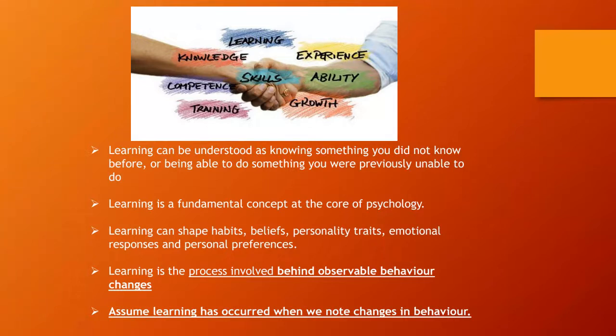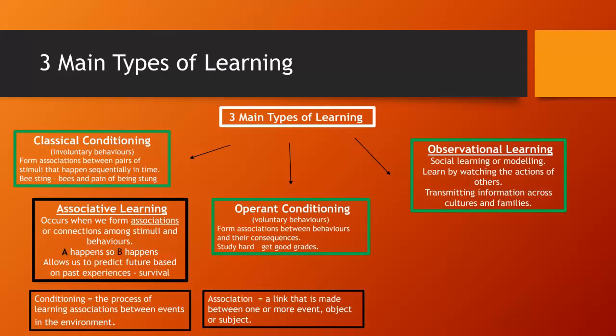So that's a sort of overview of a definition, and you can pick up some key things from that. If we look at what the definition of learning is, it's a process. The outcome of the process is observable changes in behavior. It's relatively permanent. It's a fundamental concept at the core of psychology. So that touches on the definition of learning.